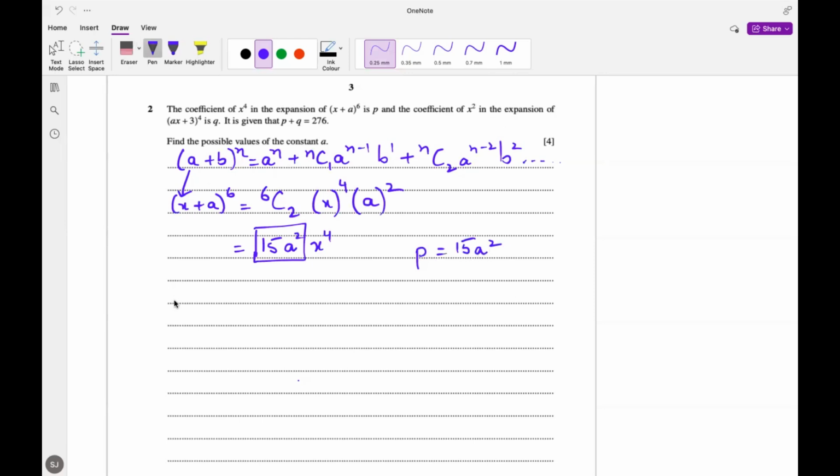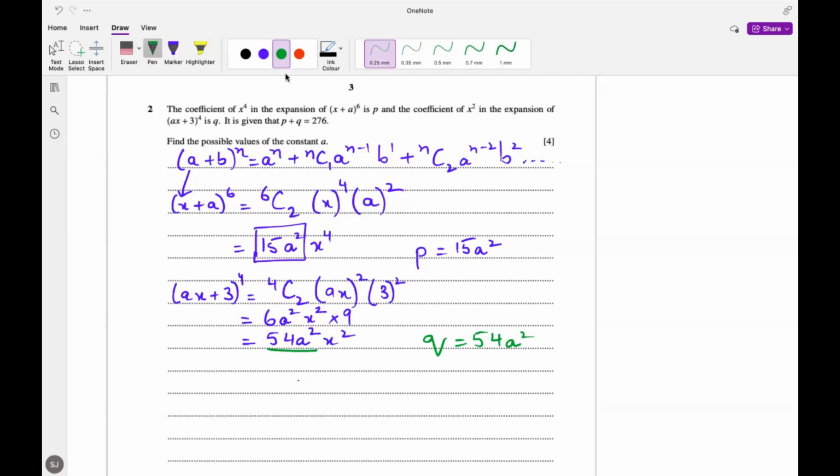And in the expansion of (ax plus 3) to the power 4, the coefficient of x squared is q. So for x squared, we'll get 4C2 (ax) to the power 4 minus 2, which will be 2, and 3 to the power 2. So this will become 6 into a squared x squared multiplied by 9, which equals 54a squared x squared. As the coefficient of x squared was q, we can say that q equals 54a squared.